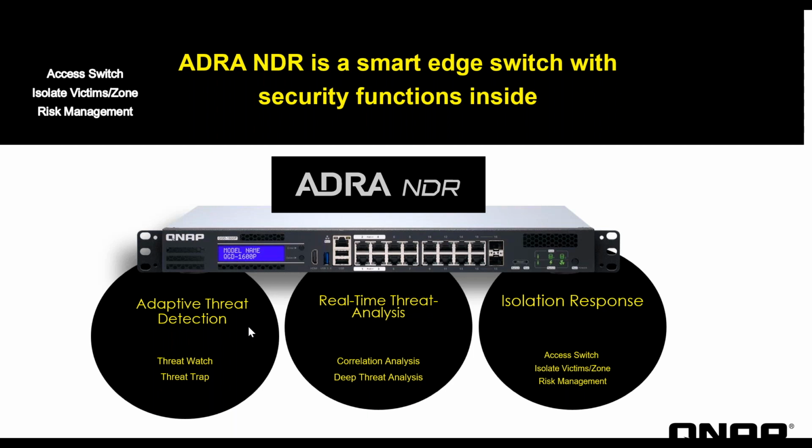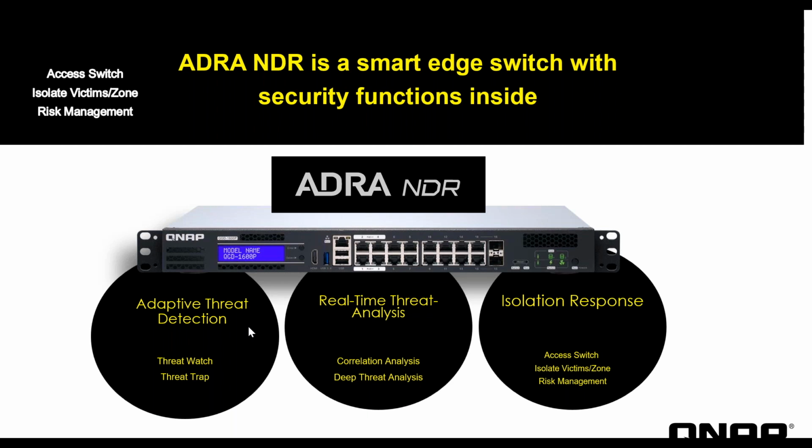If there's any kind of threat that it detects in a packet, like somebody clicks on a phishing email, that will be a threat that has been detected. So when somebody clicks on a phishing email and the computer gets infected, the Adra NDR will start to isolate that computer from your network. It will remove that computer from your network, so it does not infect other devices within your network.